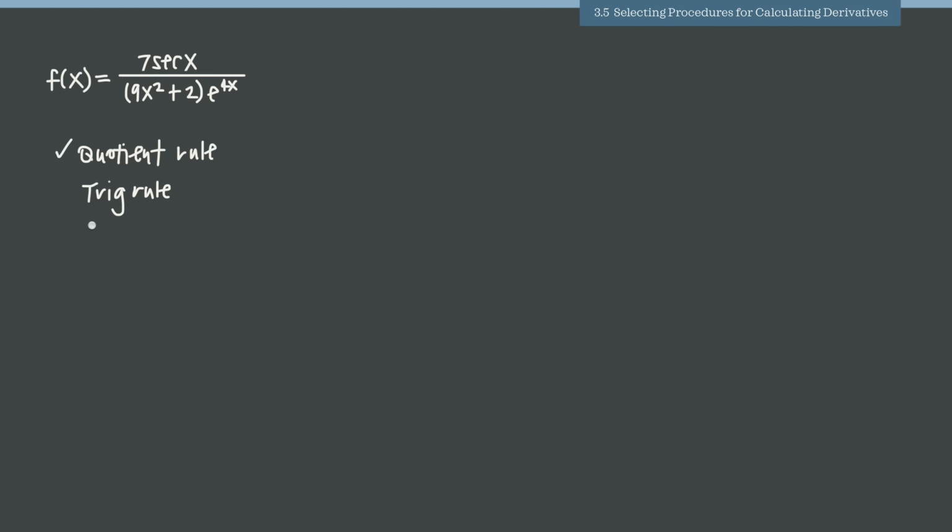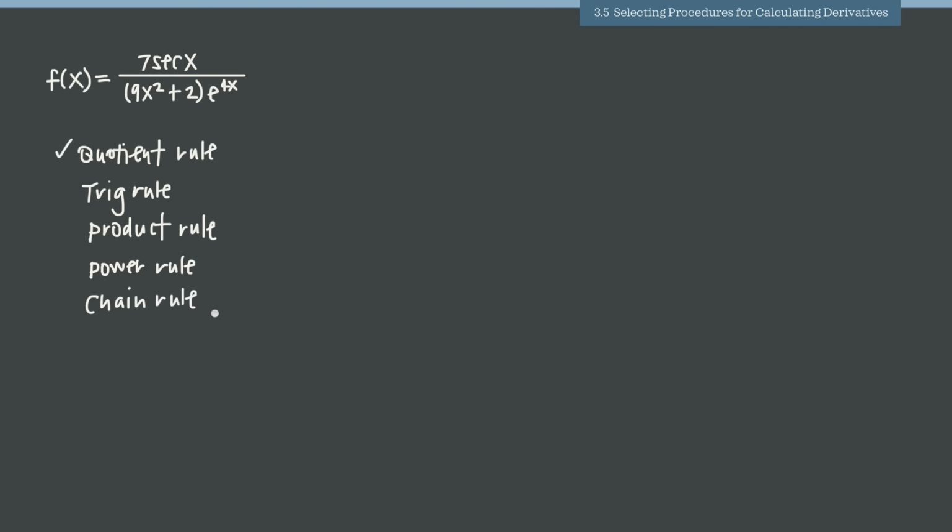I have the product of two functions, so I know I'm going to need product rule as well when I deal with that denominator. Of course, I'm going to need power rule. I can see, for example, I have this 9x squared here, so I know I'm going to need power rule. And I have e to the 4x with this 4x nested inside of the exponential function. That's a composite, so I know I'm going to need chain rule as well.